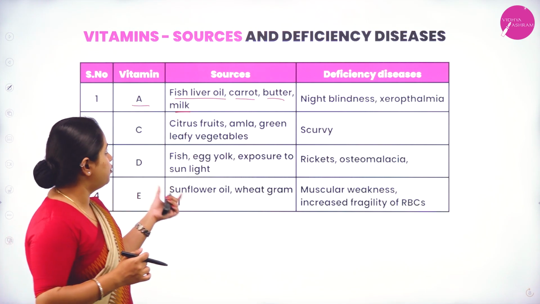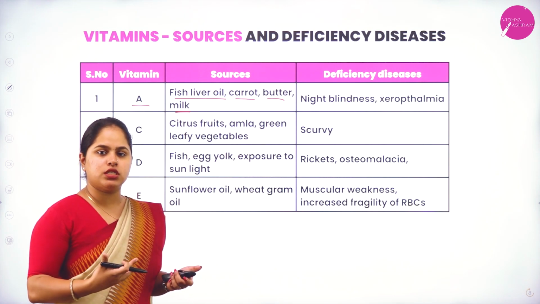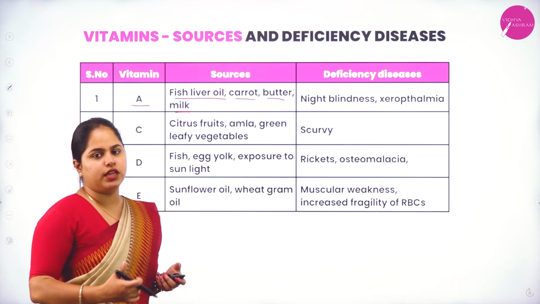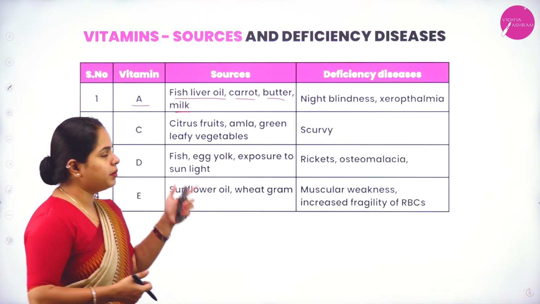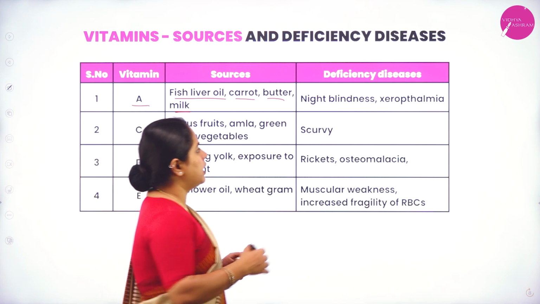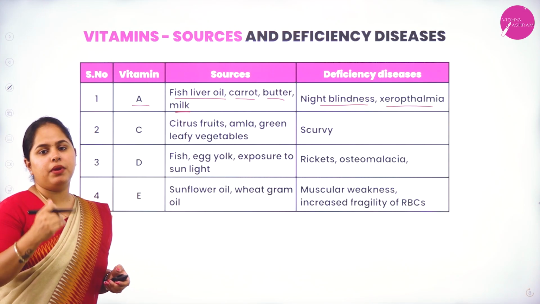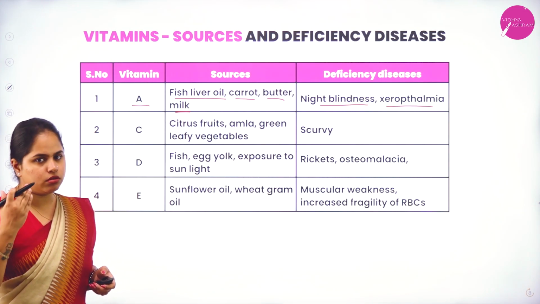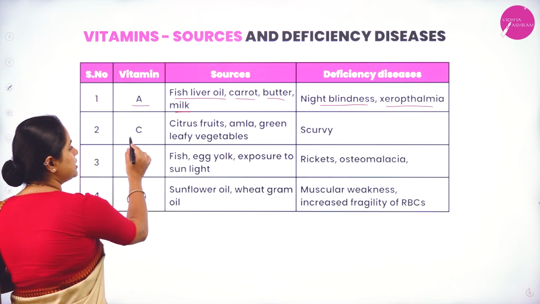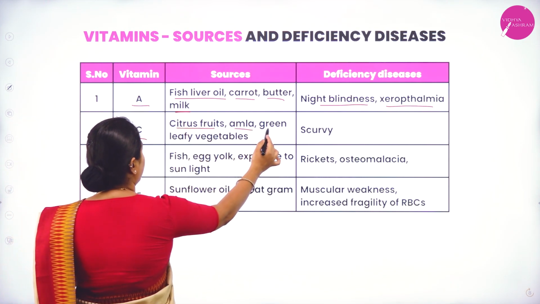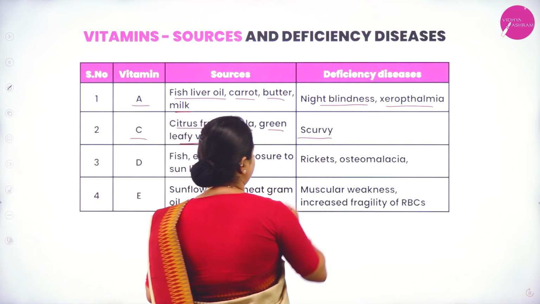Deficiency means what? If it is not present in our body in the required levels, you will have a deficiency of that vitamin, which can cause particular diseases. So if vitamin A is present in lesser amount, it can cause night blindness, which is called xerophthalmia. Okay, night blindness, that means in the night you won't be able to see, that is, vision will not be much clear, right? Now vitamin C is present in citrus fruits, amla, green leafy vegetables, that is a source, and the deficiency disease is called scurvy.